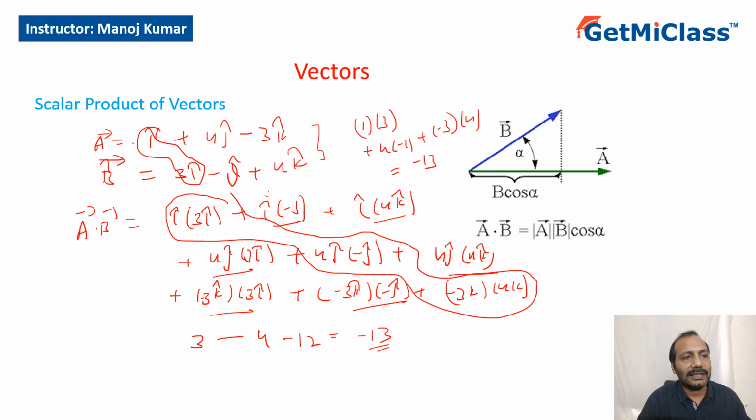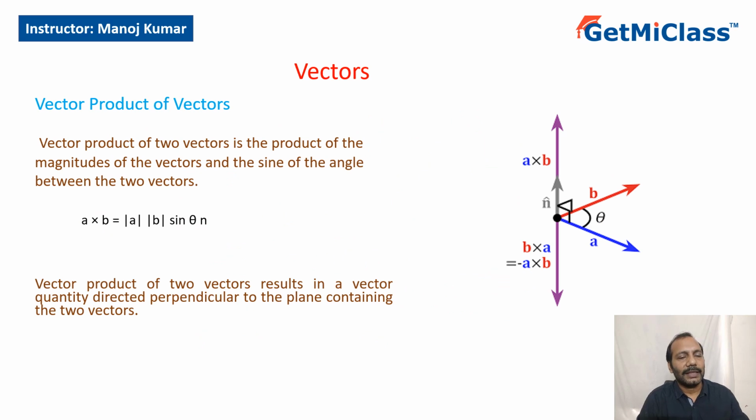But if vectors are not given in ijk form, then we use this formula: A dot B equal to AB cos alpha. Then we have the vector product of two vectors. The vector product is also known as the cross product. It is represented by a cross, so that's why we call it the cross product, and it's called the vector product because the resultant of the vector product of two vectors gives us a vector quantity.